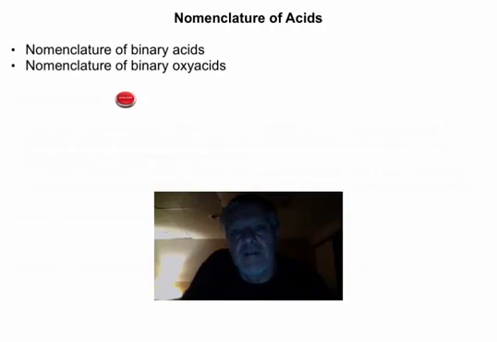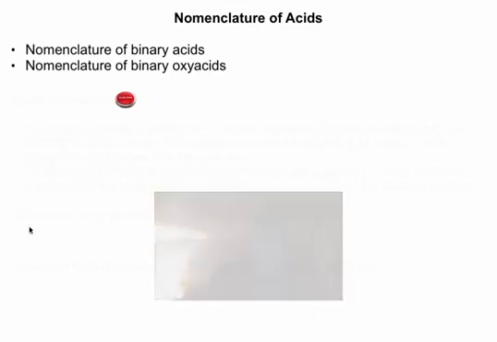This is going to be the final video on inorganic nomenclature, or naming, and in this video we're going to deal with the nomenclature of acids. Two types of acids we can deal with: binary acids and binary oxyacids. And so let's get started on those.